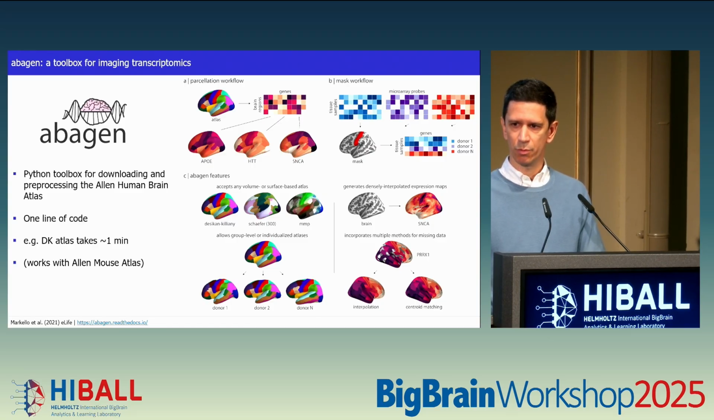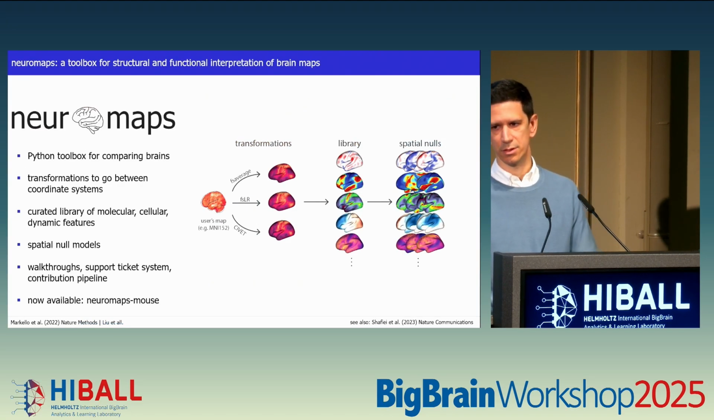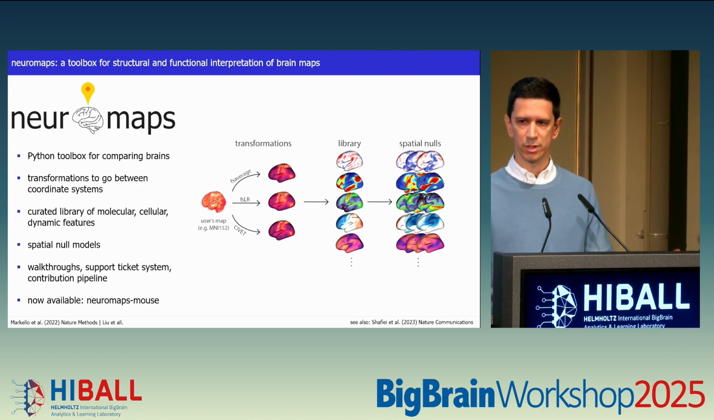Once we started to get more interested in how different levels of organization are related, we came up with another tool that was shown a couple of times already, NeuroMaps. It's kind of like a Google Maps for the brain. And the idea is that if you come in with an input map and you want to try to interpret it or contextualize it, we provide you with a suite of transformations to go to and from different coordinate systems that we have in brain imaging. We have a curated library of various biological features and then statistical tests for doing spatial correlations.